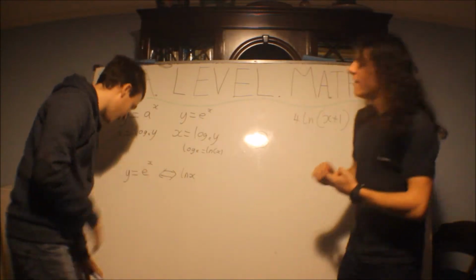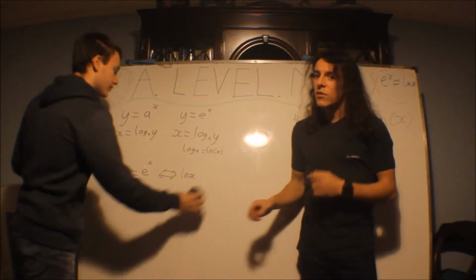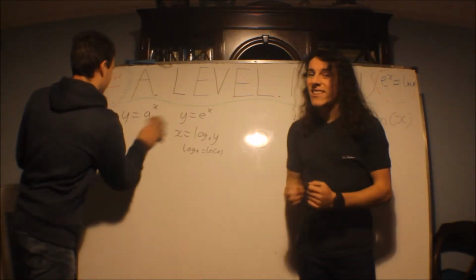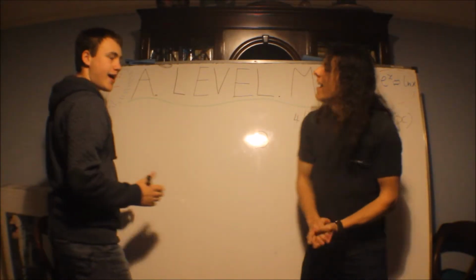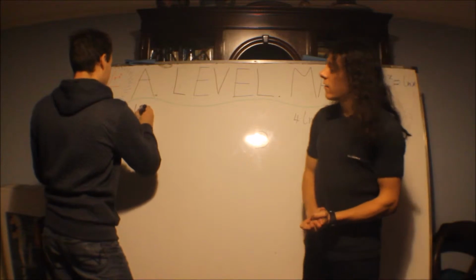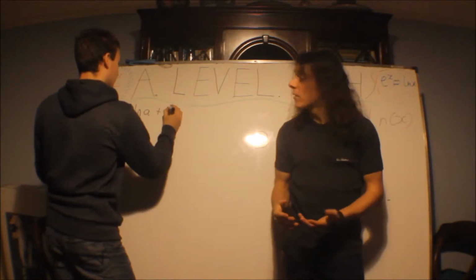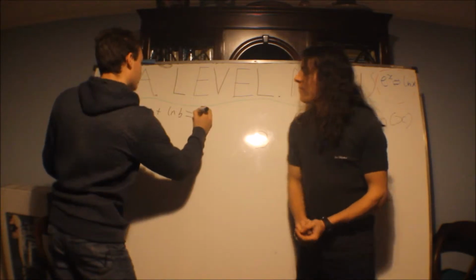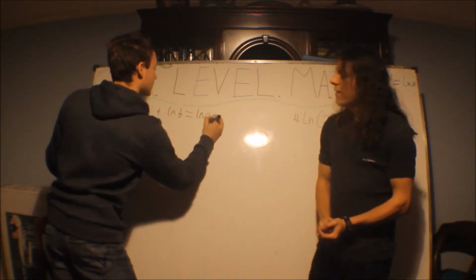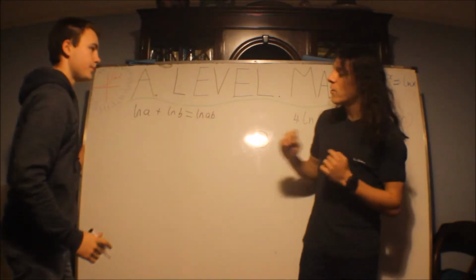Alright, anyway, and then there's some rules. The rules for ln of x are the same as the rules for log of x, but we'll remind you because there's a revision video. So if we had ln of a plus ln of b, what do you think would be, Wayne? Well, based on our log rules from Core 2, it's going to be ln of a times b. Oh, he's got it.